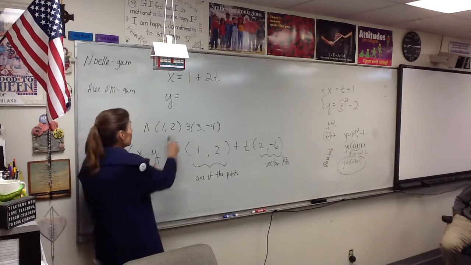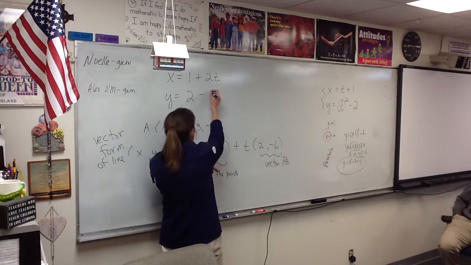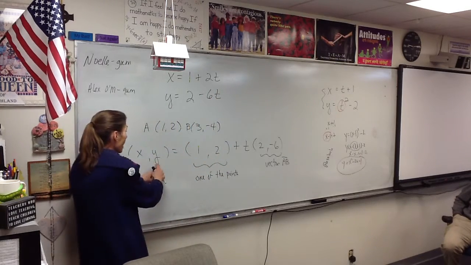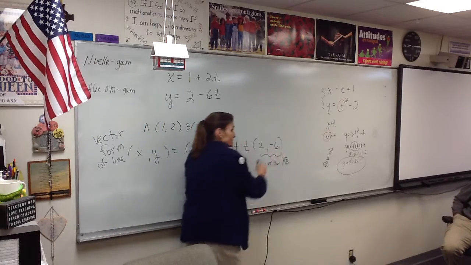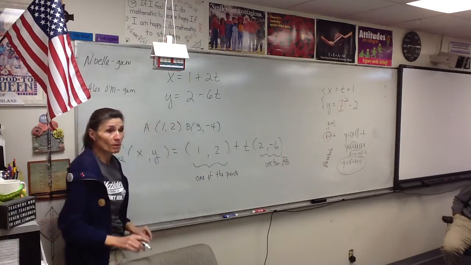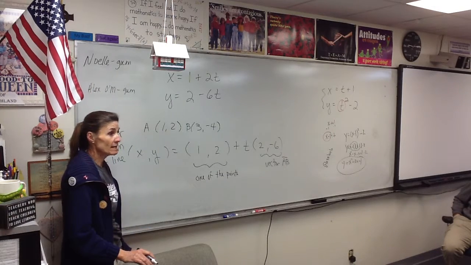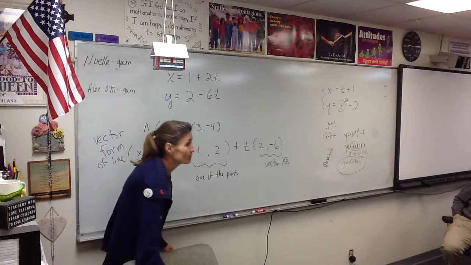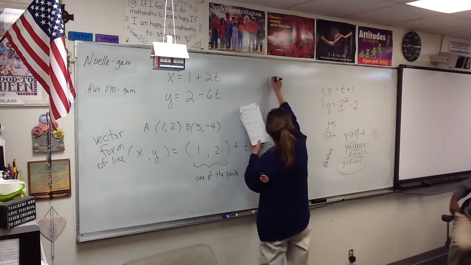Now what is y going to equal? 2 minus 6t. y equals 2 minus 6t. And there are your parametric equations of the line. That's it. That's the answer. I feel like on the test you're going to tell us to find them, but that's all. All right, let's do the next one.